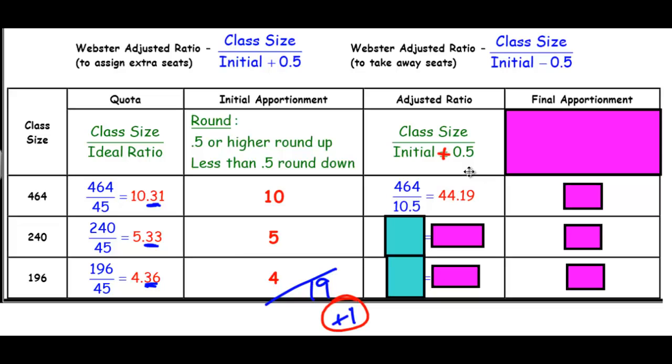And again, please make sure that you are typing these in and double checking that you are rounding correctly. All right, the next one, my class size is 240, and I'm going to divide it by the initial, which is 5, plus 0.5. So it'll be 240 divided by 5.5. Again, you could type that into your calculator. We get 43.64. And this last one here, we get 196 divided by 4 plus 0.5, or 4.5.